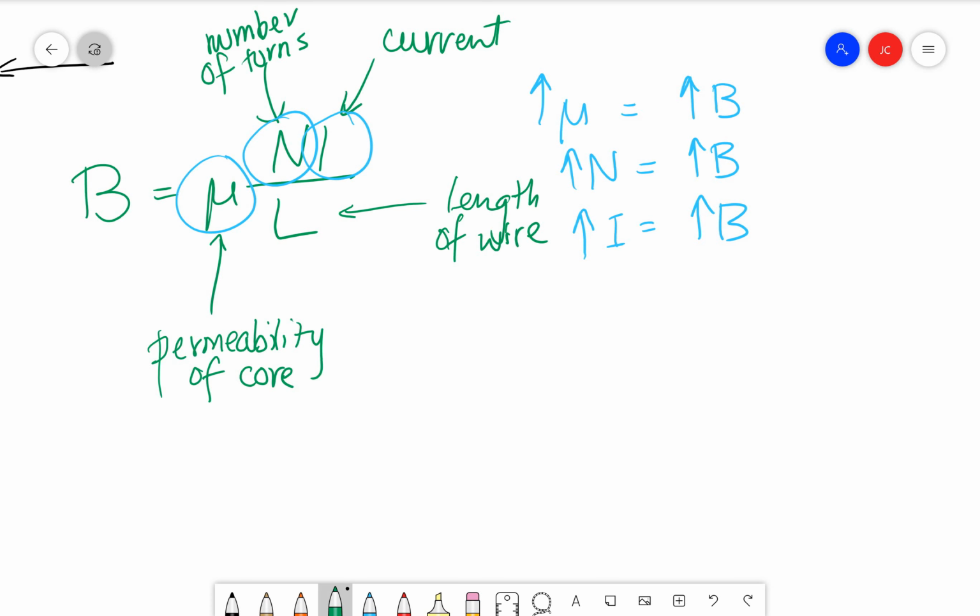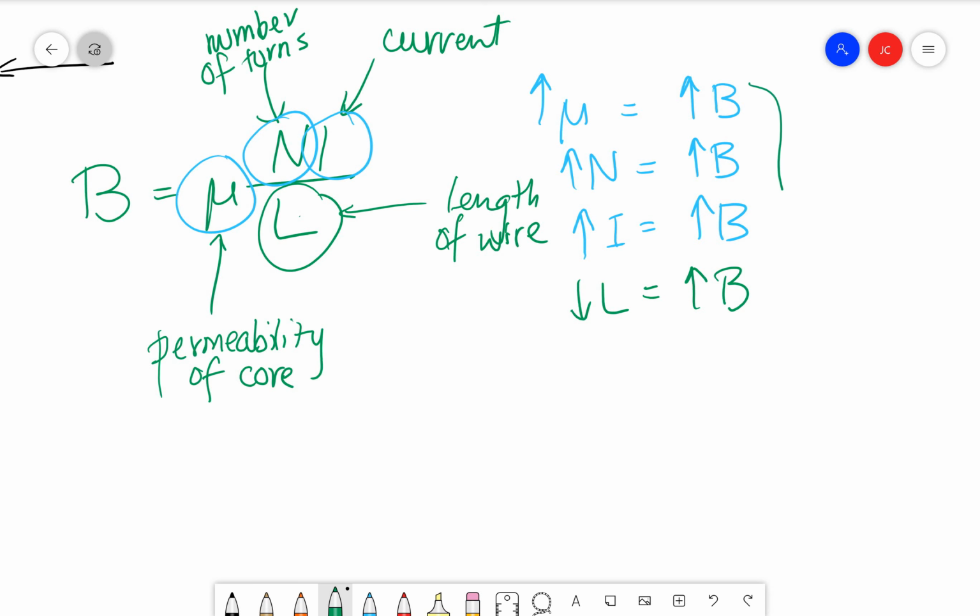L, on the other hand, L getting smaller is a larger field strength, and that's because it's on the bottom of the fraction, whereas the other things are on the top or beside it. So, all these things, as they get bigger, so does the field strength. L is the opposite. As it gets smaller, the field strength increases.